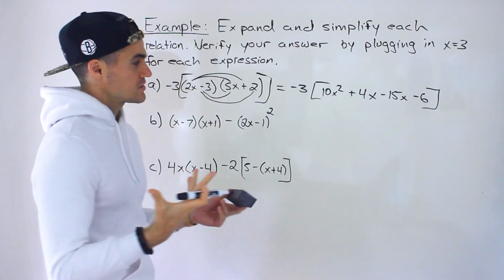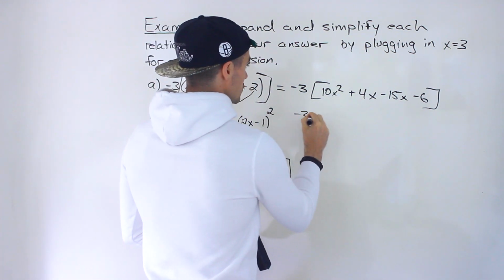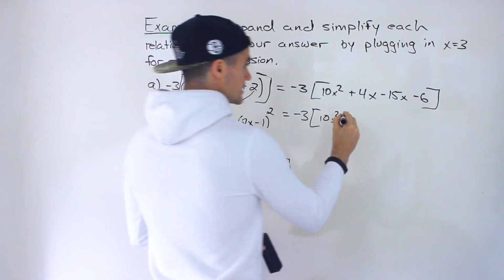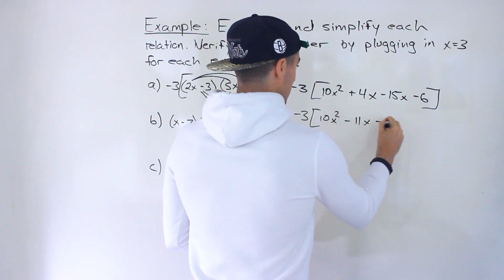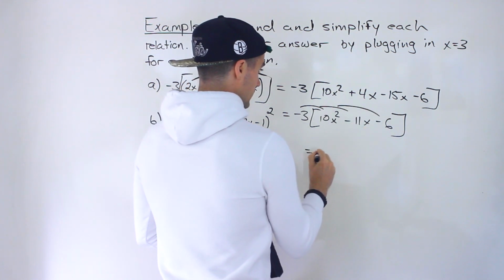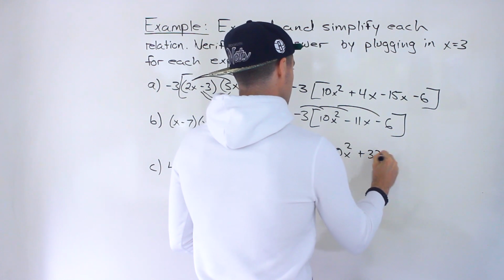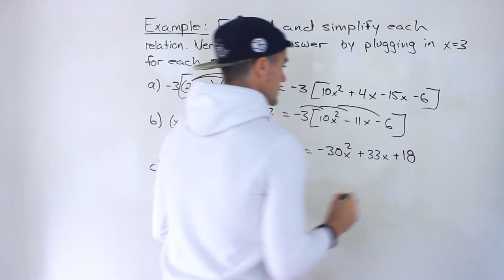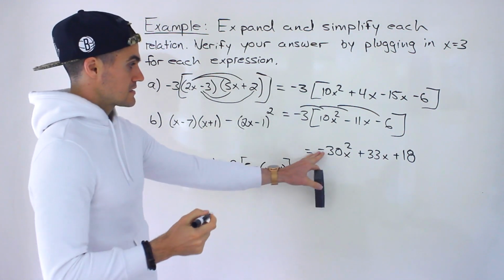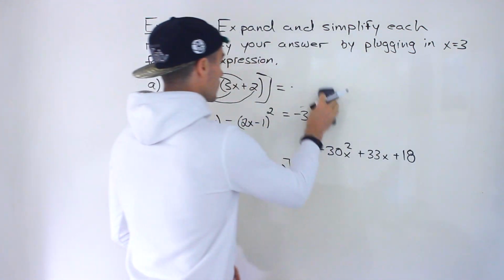And then again, from here to simplify, there are different ways you could do it. You could distribute the negative 3. You could also simplify the bracket first. Notice that the 4x minus 15x simplifies to negative 11x. And then we have the minus 6. And then we could distribute in the bracket. So we'd have negative 30x squared plus 33x plus 18, like that. Right? And so from here, this is the simplified answer. You can't simplify that any further. There are no like terms.